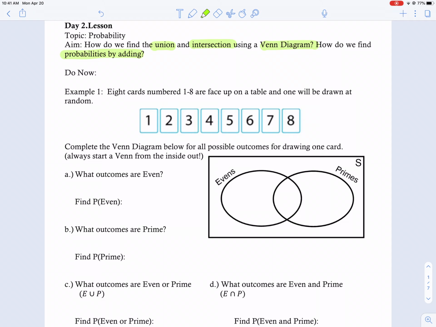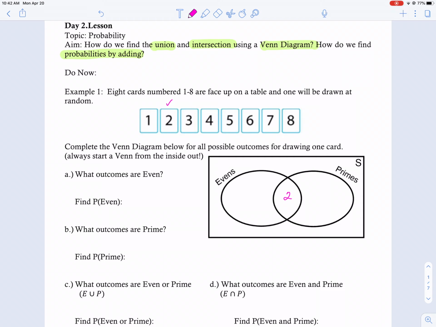So in the do now, you're given 8 cards numbered 1 through 8, and they're asking you to complete the Venn diagram for all the possible outcomes for drawing one card. So you probably haven't seen a Venn diagram in a long time. When you're putting all your numbers in your Venn diagram, you're always going to work from the inside out. So are there any numbers that are even and prime? There's only one even and prime number, and that's 2. So that's going to go in the overlapping of evens and primes. There's no other even prime numbers, okay?